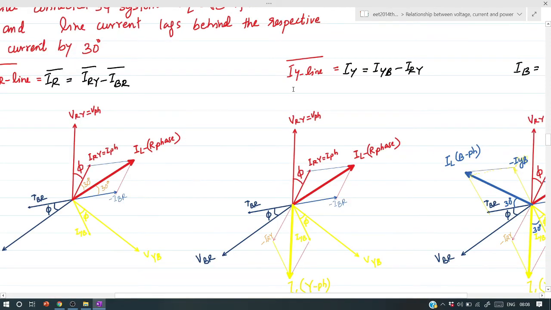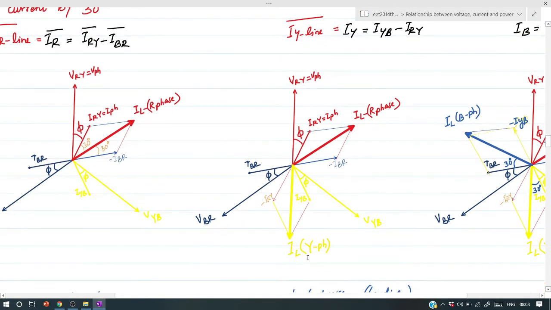Now when we are considering Y phase, the phasor sum of IYB phasor and minus IRY phasor gives IY line. Let's see that one. IYB phasor is already available here. For the IRY phasor, the negative of that one, we need to proceed in the opposite direction like this with the same magnitude. The phasor sum of these two gives IL corresponding to Y phase. So from this phasor diagram, it is clear that the line current corresponding to Y phase is lagging the corresponding phase current by an angle of 30 degree.